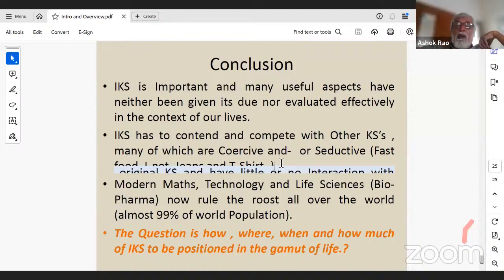Similarly, modern maths, technology, and life science, biological and pharma now rule the roost. Everybody takes a crocin, paracetamol, whatever it is, across the table.